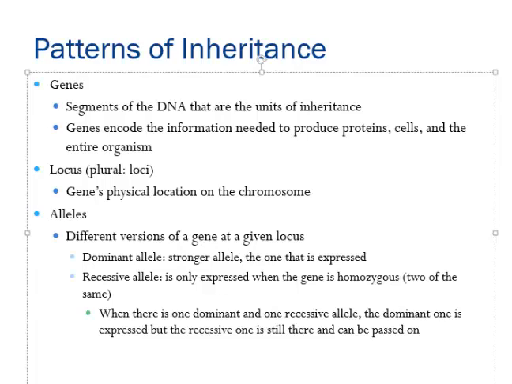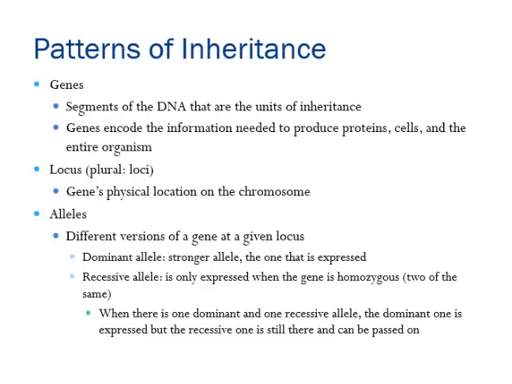A trait or an allele could be dominant or recessive. Dominant means it shows up, and recessive means it doesn't show up. To give you one example, blue eyes are recessive to brown eyes, which are dominant. If a person has two brown eye genes, they're going to have brown eyes. If a person has two blue eye genes, they're going to have blue eyes. But if a person has one brown and one blue, they are going to have brown eyes because brown eyes are dominant and blue eyes are recessive.